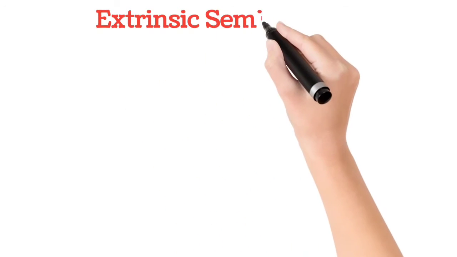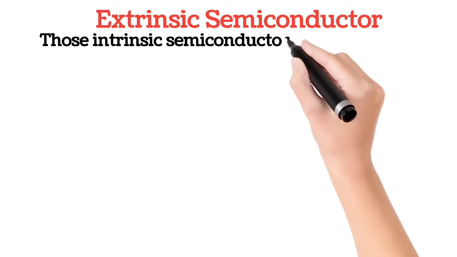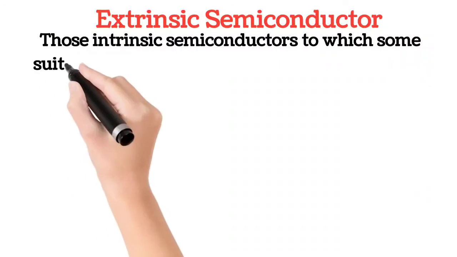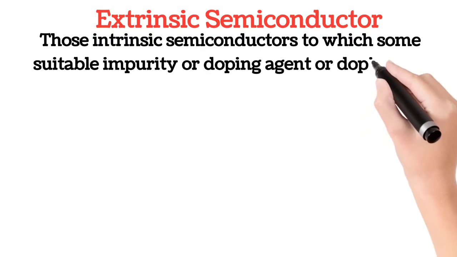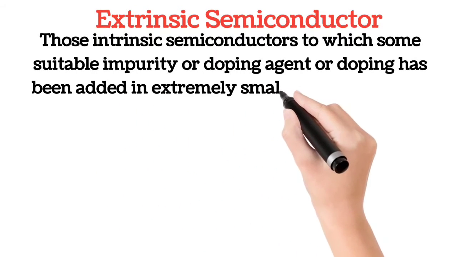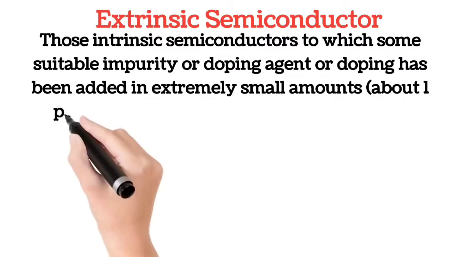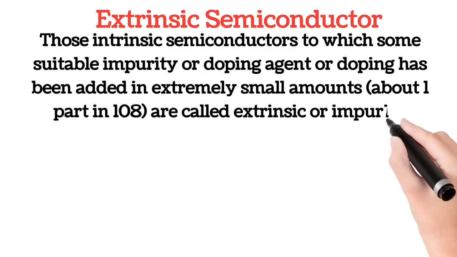Those intrinsic semiconductors to which some suitable impurity or doping agent has been added in extremely small amounts, about 1 part in 10^8, are called extrinsic or impurity semiconductors. Depending on the type of doping material used, extrinsic semiconductors can be subdivided into two classes: (i) N-type semiconductors and (ii) P-type semiconductors.